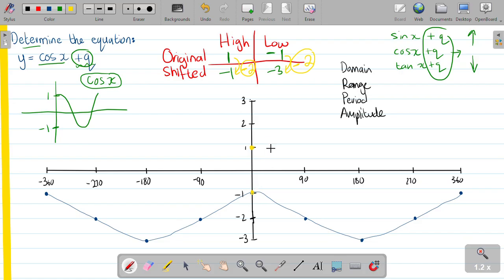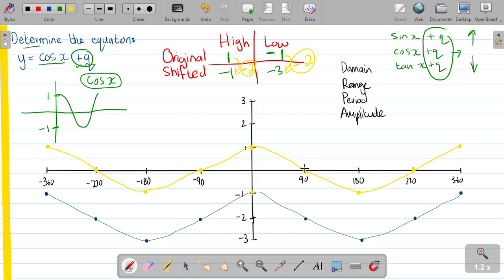Let me just show you what the original cos x graph is. If you plug it in, it will look like this. That in yellow is the original standard form, with the cos x graph not being affected at all. That is what a cos of x graph looks like.